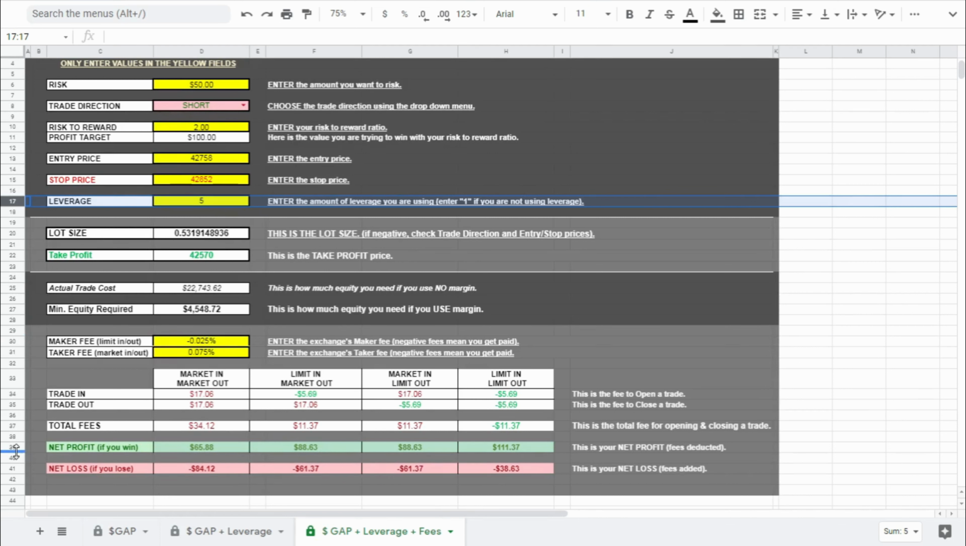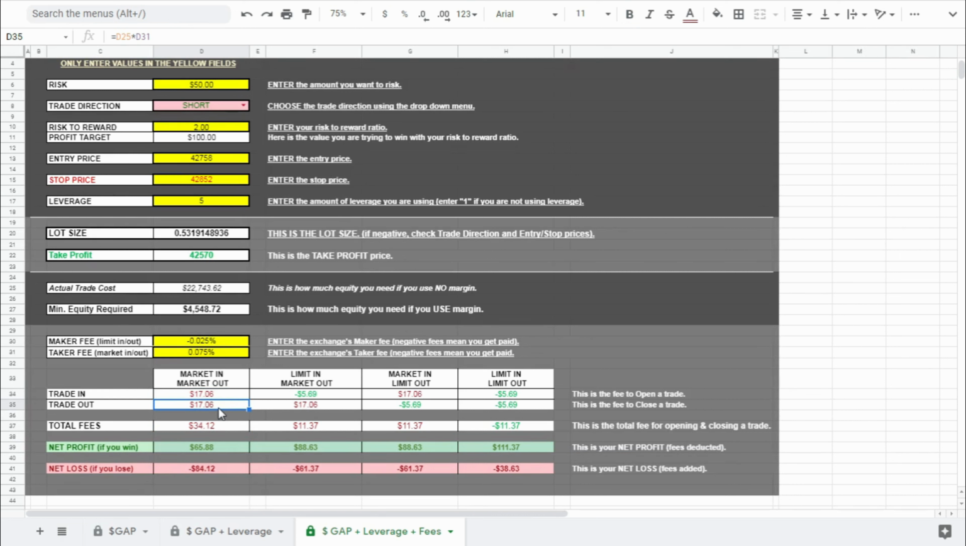Now, let's look at the profit. Remember, we're risking 50. We're trying to make 100. If you traded and won, if the trade was successful, and you market it in, you market it out, you're not going to be paid the $100. You're actually going to lose the $34.12. That's the fees. Look at the fees now. $17, $17.